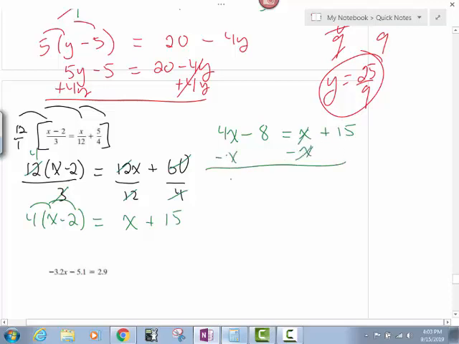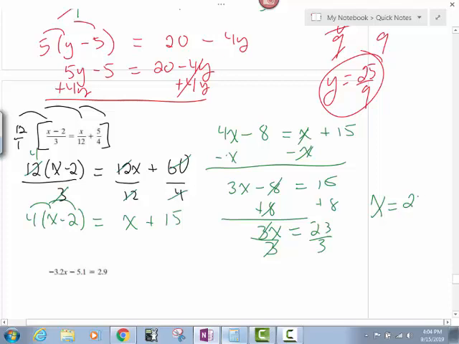Okay. That gives me a 3x minus 8 equals a 15. And we can go ahead and add 8 to both sides. 3x equals, let's see, 15 and 8 should give me something like 23. And when I divide both sides by 3, it doesn't go in nice and neat. So again, I'm just going to leave my answer 23 over 3, right? There you go.